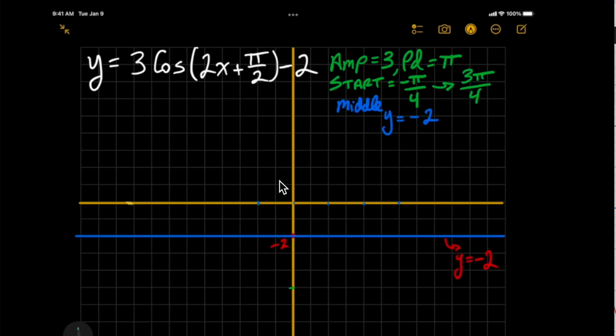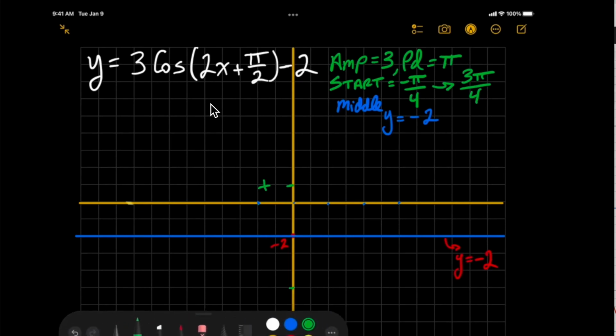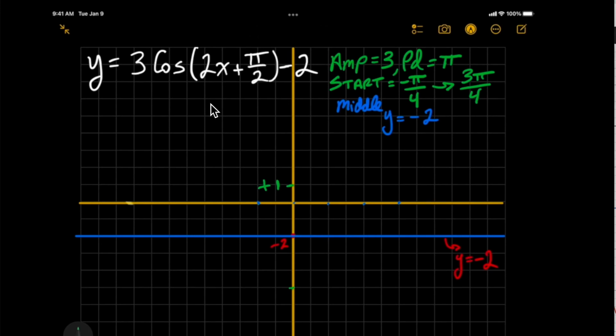And recall that was going to be y equals -2 because of this vertical shift that is noted. The next thing we do is establish the maximum and minimum by using our amplitude. Our amplitude represents the distance from the axis of symmetry to the maximum. So if we add 3 units to -2, we would be at +1. And if we then subtract 3 units from -2, we will be at -5. So our minimum and maximum are going to be -5 and 1 respectively.